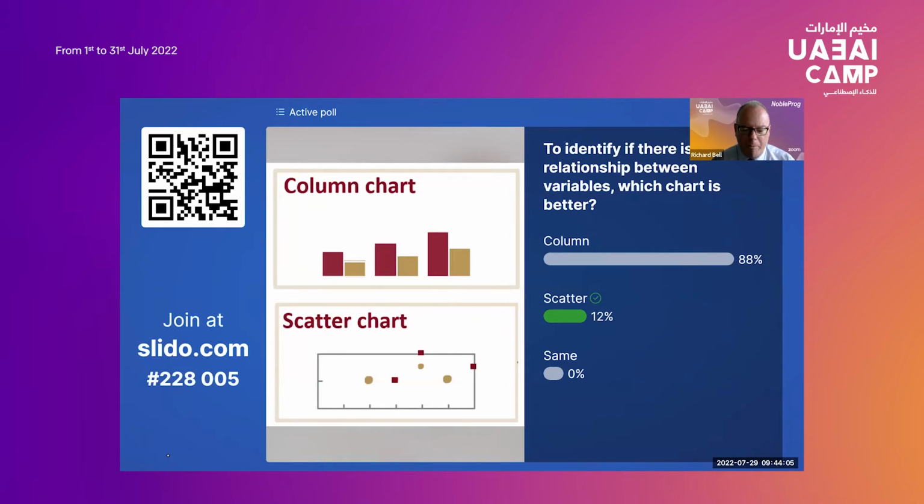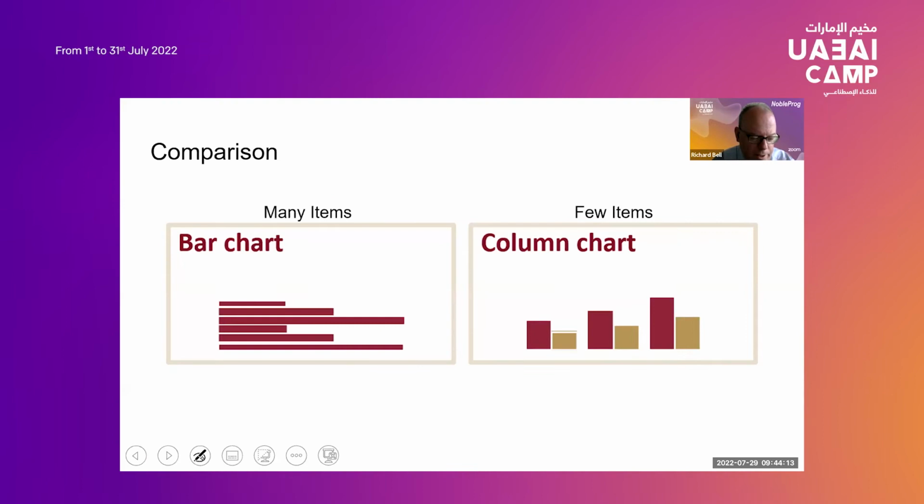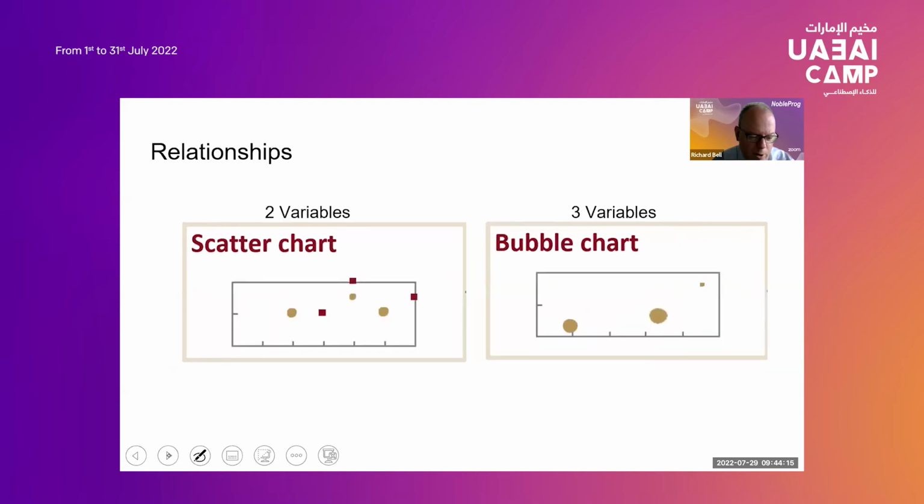Only a small number saying that the scatter, and in fact, scatter is, if we're looking to see the relationship between variables, and I'll demonstrate this in a moment, we're actually better using a scatter chart.